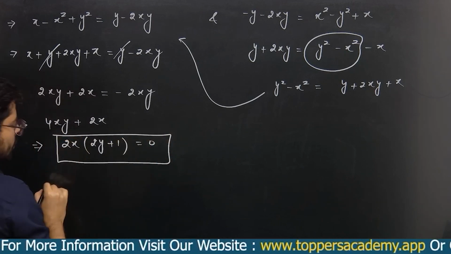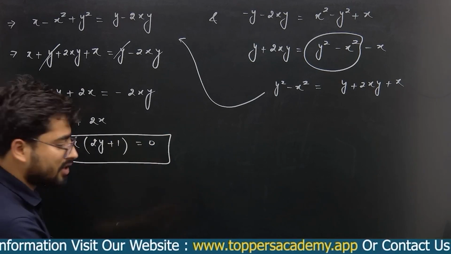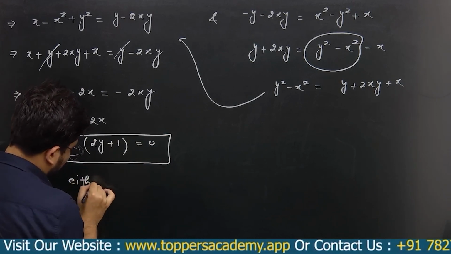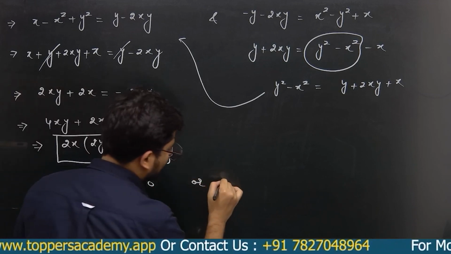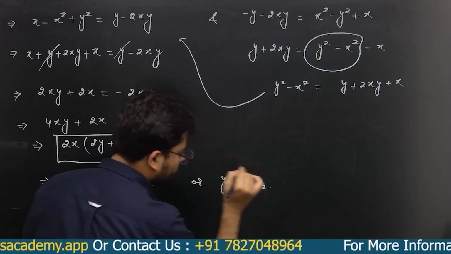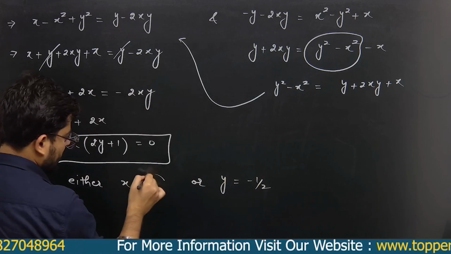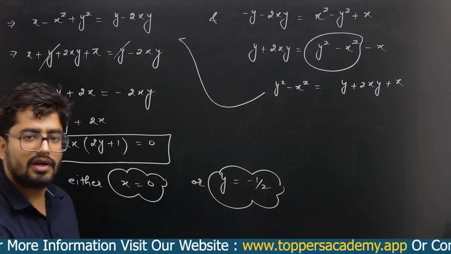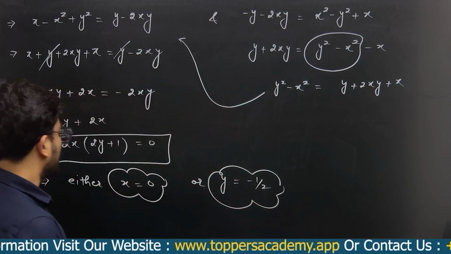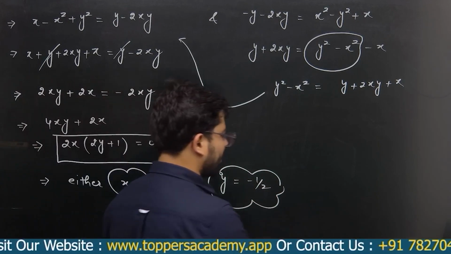Clear everyone? So, sir, if product of two things is 0, you have two cases: either x is equal to 0 or y is equal to minus 1 by 2. Okay, either this one is 0 or y is equal to minus 1 by 2. Clear everyone? Okay, so now you can take case number 1 when x is 0.